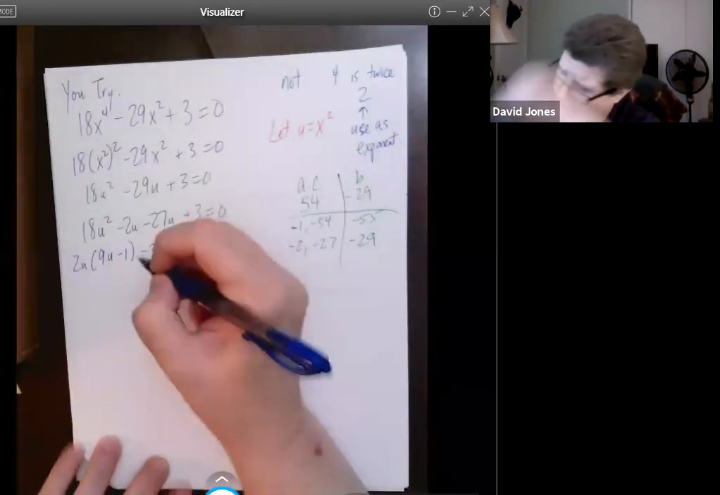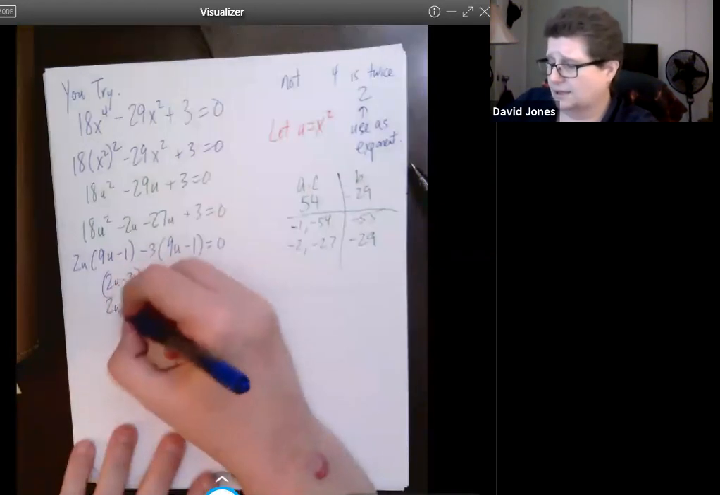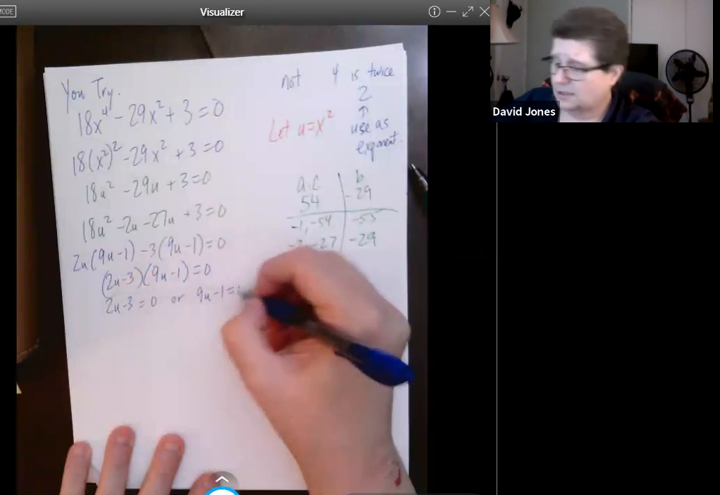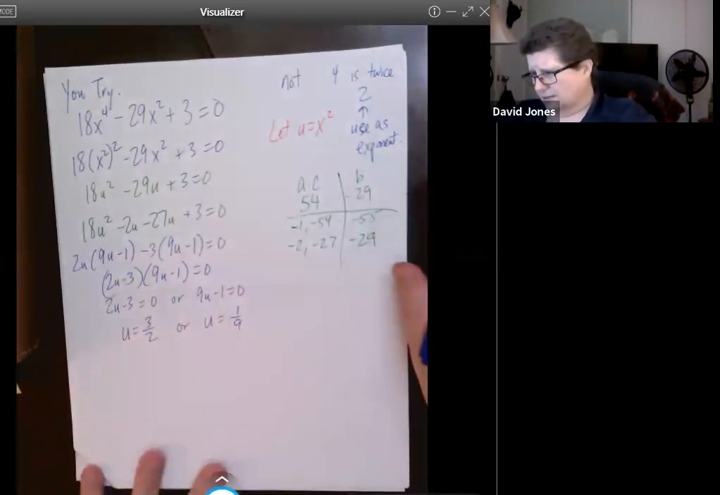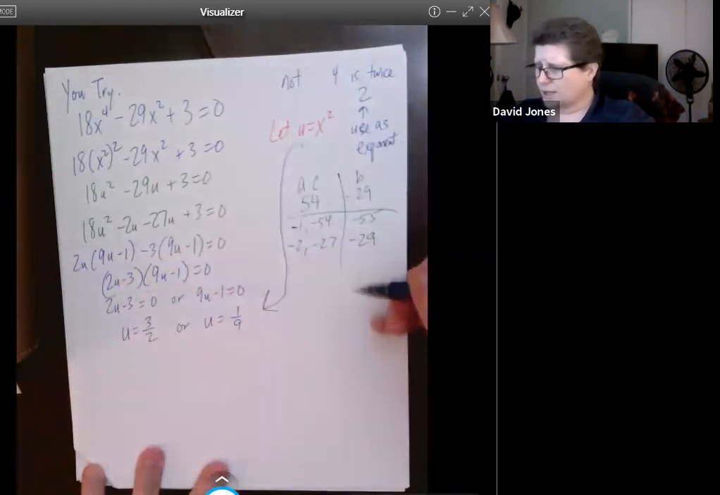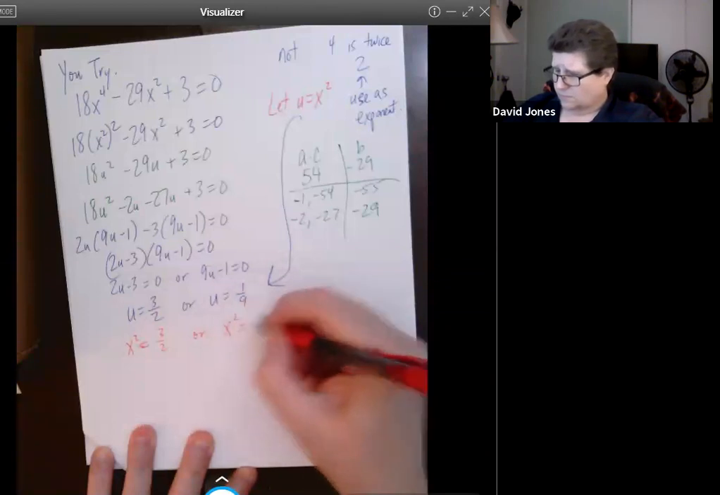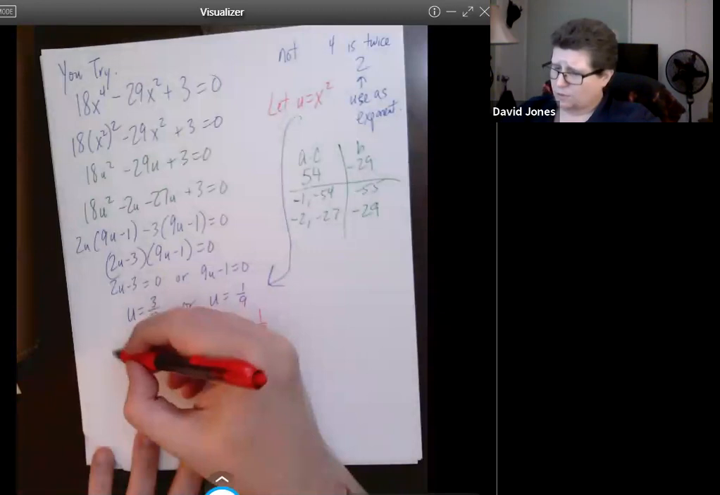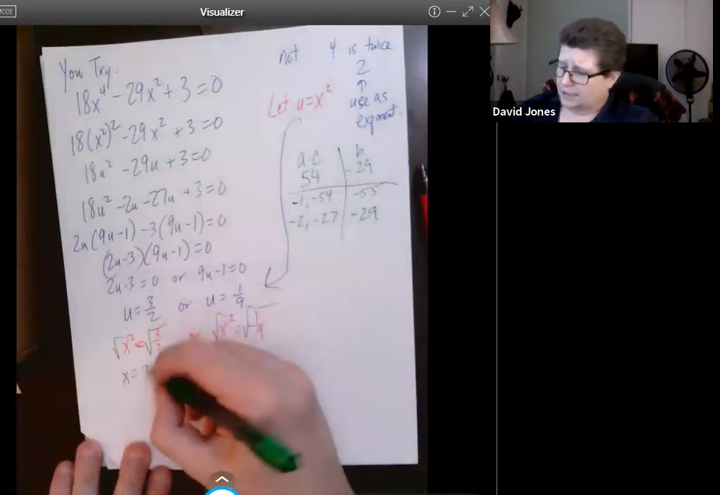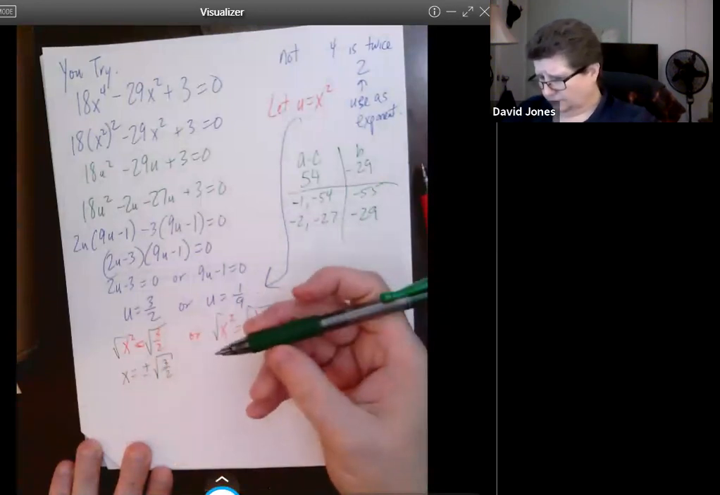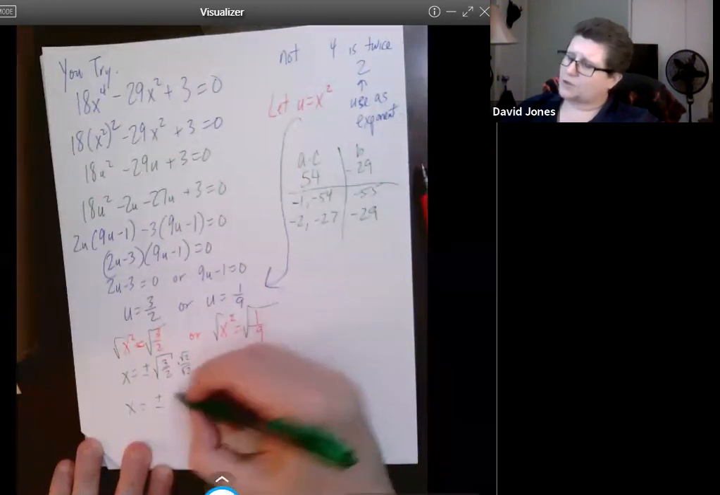So I finish solving this. I've got 2u minus 3 in parentheses times 9u minus 1 in parentheses equals 0. Set each of these equal to 0. I get u equals 3 halves, or u equals 1/9. But that's not what u equaled. u was x squared. And we'll solve that by taking the square root of both sides. So I get x equals plus or minus the square root of 3/2. And if I multiply that by root 2 over root 2, I get x equals plus or minus square root of 6 over 2.